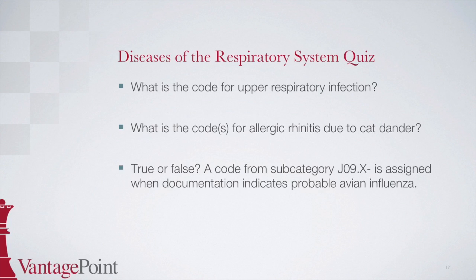Now it's time for our quiz. Our first question is, what is the code for upper respiratory infection? The second question is, what are the code or codes for allergic rhinitis due to cat dander? The final question is true or false. A code from subcategory J09.X is assigned when documentation indicates probable avian influenza. You can pause the webinar to write down your answers and then hit play to find out if you were correct.